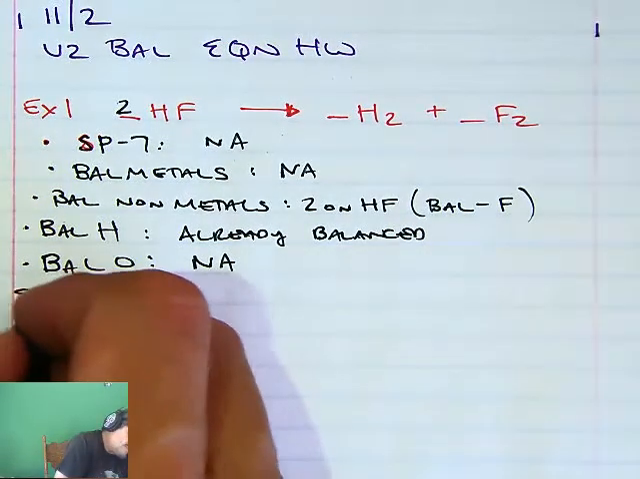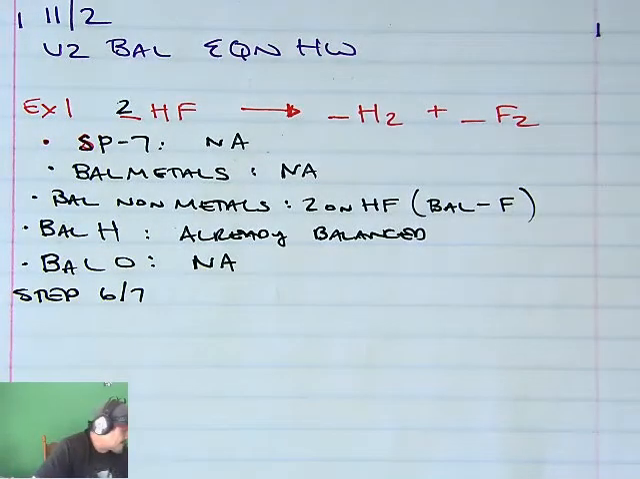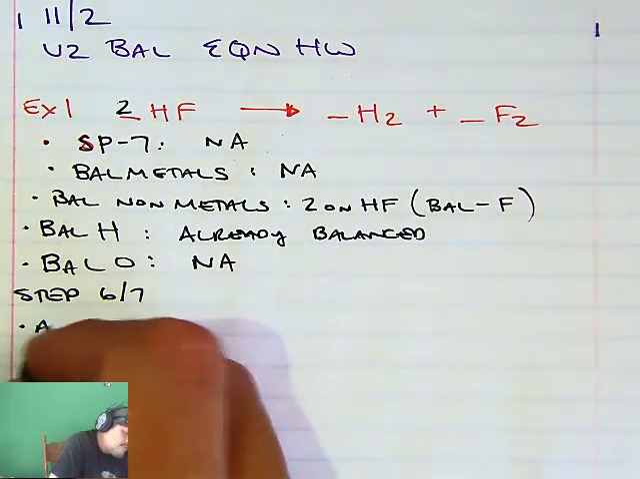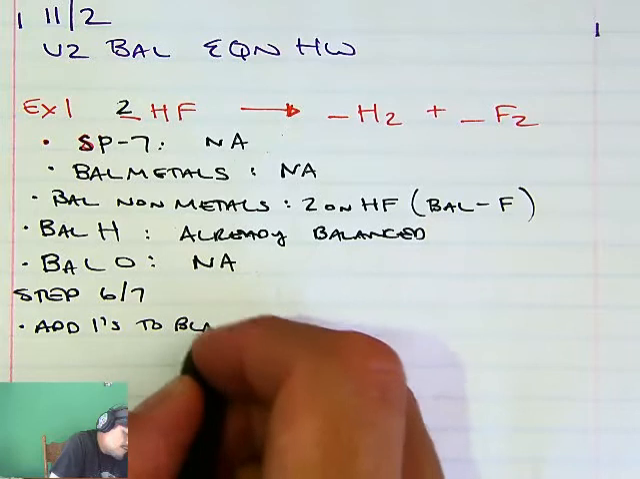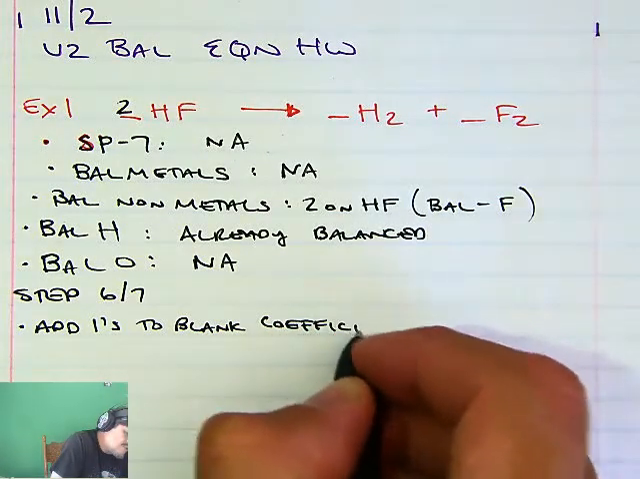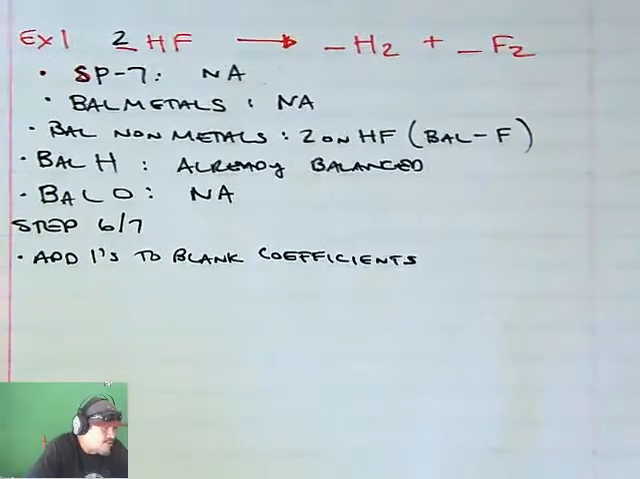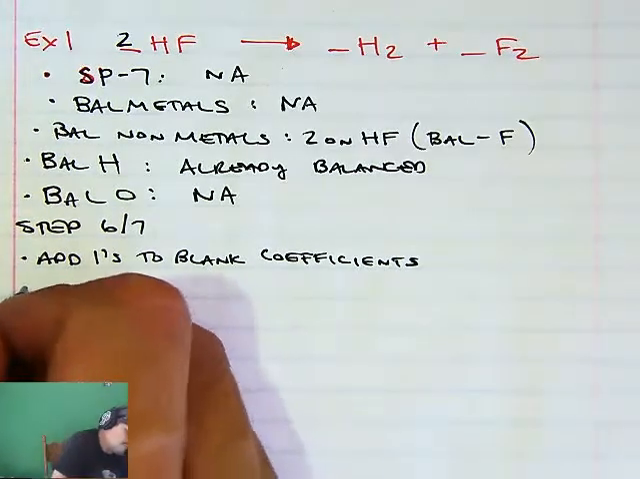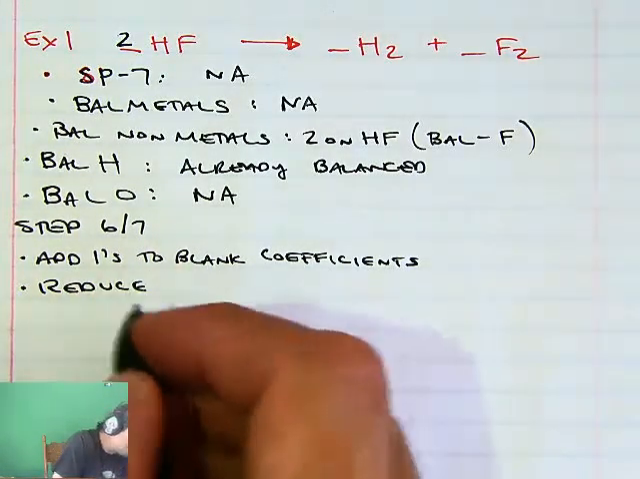My next thing is step 6, 7. Remember, that's just checking your work basically. Okay, here's what step 6, 7 is altogether. The first thing is add ones to blank coefficients. Reduce if possible.